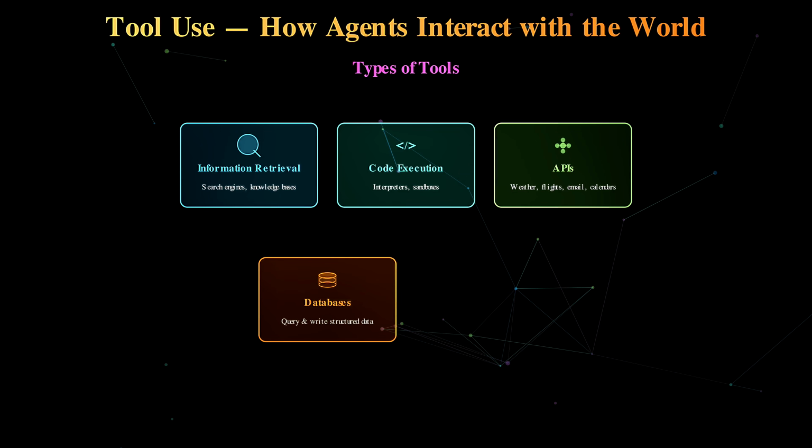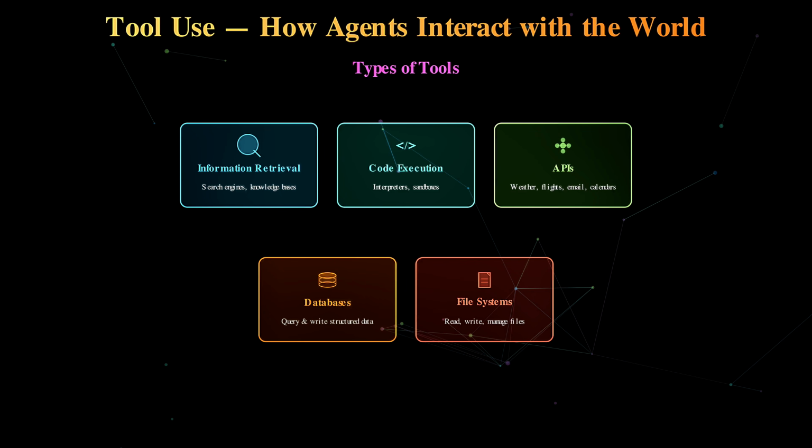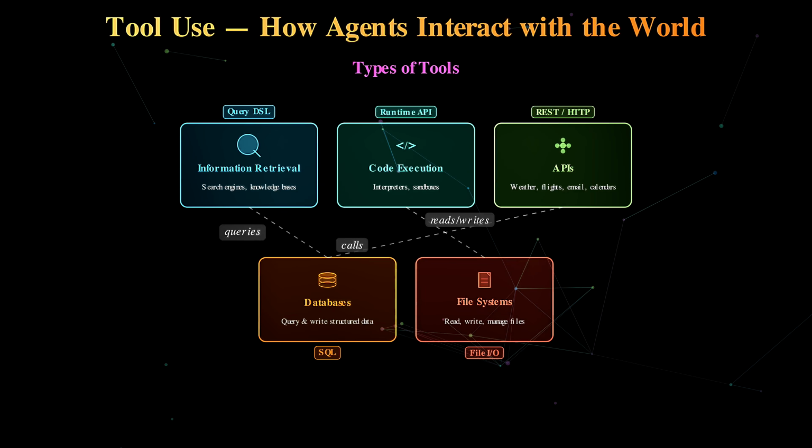Databases: the agent can query structured data, look up records, and even write data back. File systems: reading, writing, and managing files. The agent can create documents, process spreadsheets, and organize data. In practice, agents rarely work with a single tool. They often need to work across many tools, each with its own API, schema, and data format. So, how do agents connect to them all in a consistent way?